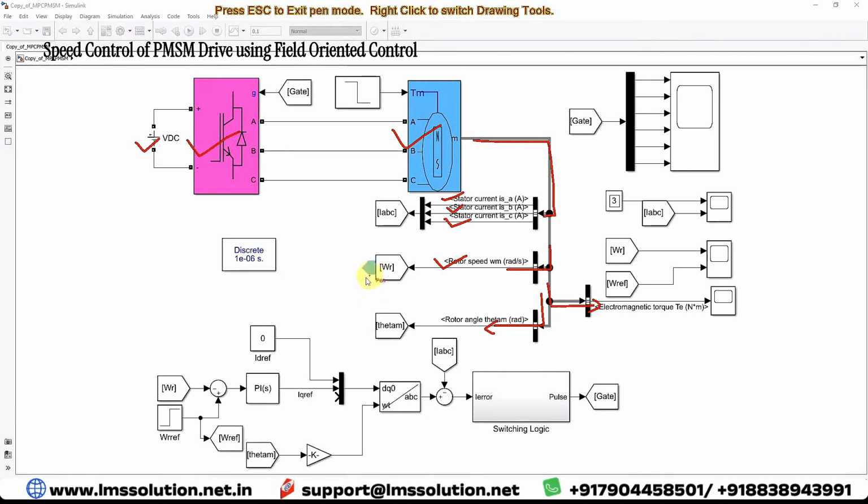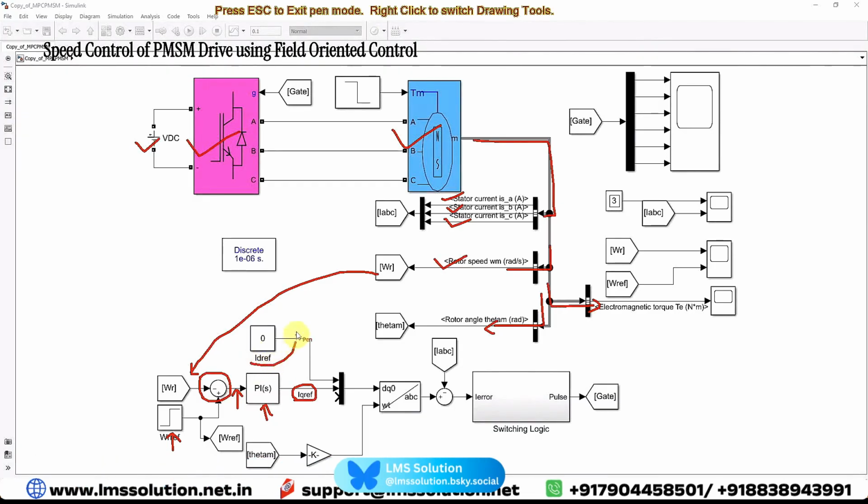First, I'm going to compare this actual speed with the reference speed. Here I'm using a step signal for providing the reference speed command, and then it is compared, and the speed error is processed by a PI controller. The output of this PI controller is taken as the IQ reference, and in FOC the ID reference is equal to 0. Here I'm using a constant block for making the ID reference equal to 0.